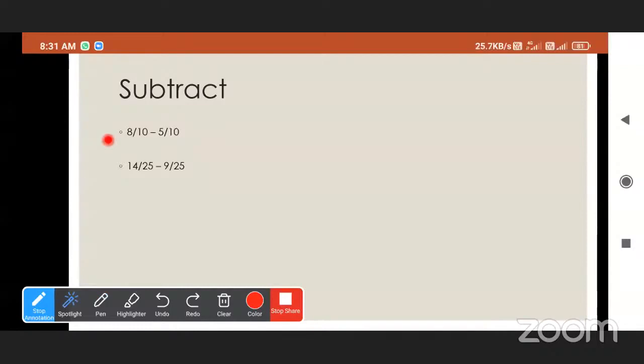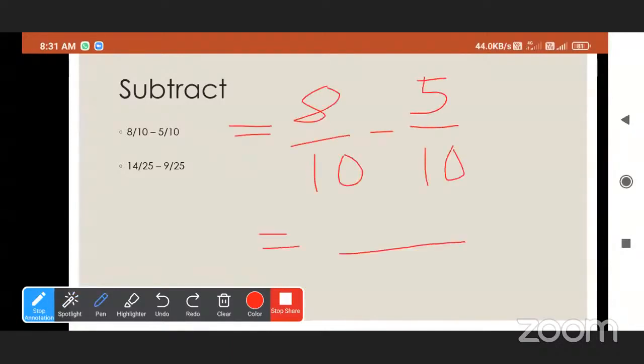The first one is 8 upon 10 minus 5 upon 10. Then the answer is 3 upon 10. Are these like fractions or unlike fractions? Like fractions. So in like fractions, we will do the addition or subtraction in the numerator part only, and the denominator will be as it is. So here the answer is 3 upon 10.